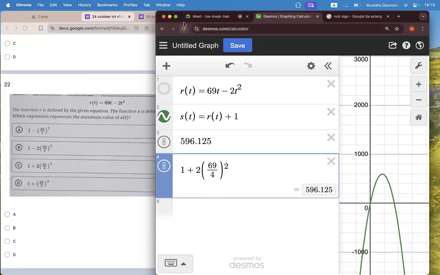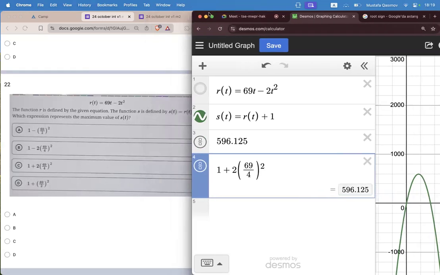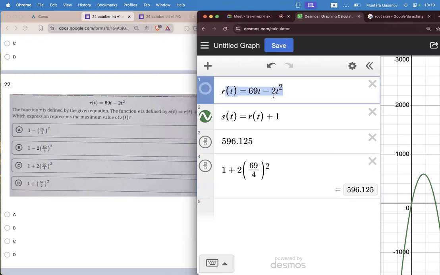You have to write the first equation here in decimals like this, okay? Then you have to write the second equation like that.